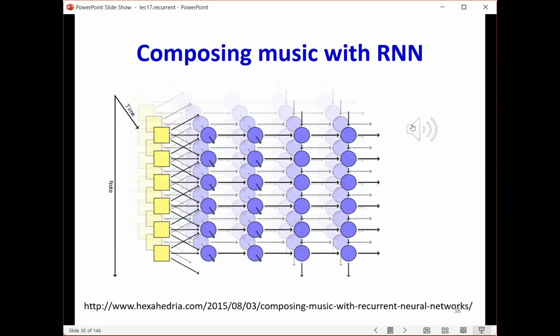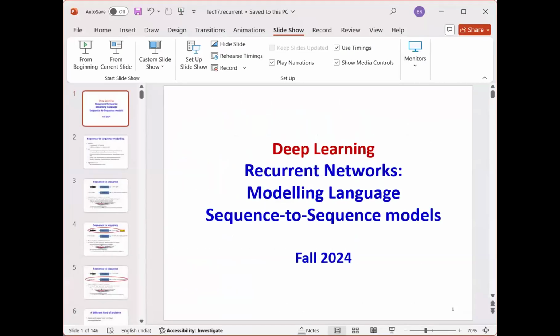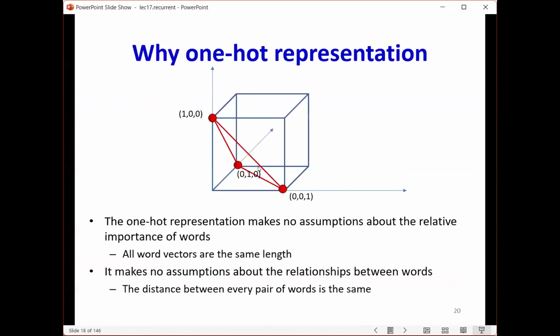I don't know if I can play this and whether you can hear it. Is sound getting through to you guys? I guess not. Let me reshare this. Stop share. I'll share this again, but I'll share sound.